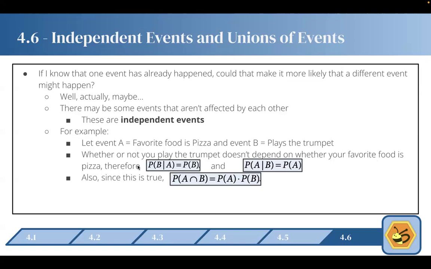So the probability of you playing the trumpet, given that you eat pizza, again, we said this doesn't matter. So that's just going to be P of B, the probability of you playing the trumpet in the first place. Same thing here. The probability of you eating pizza, given that you play the trumpet, well, neither of them affects the other, so it would just be the probability of you eating pizza in the first place.